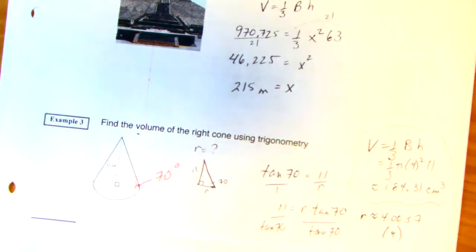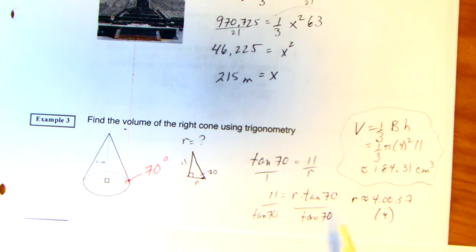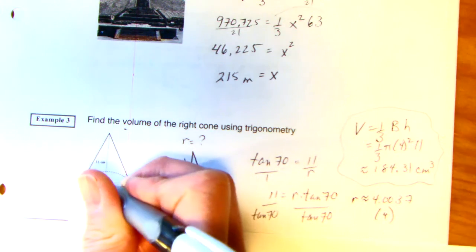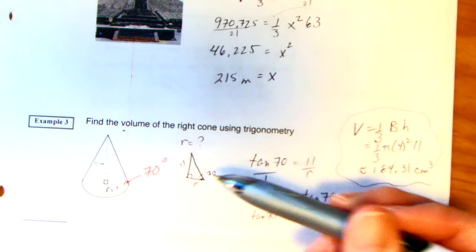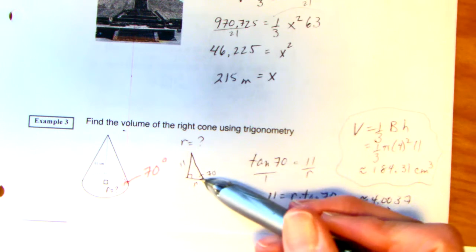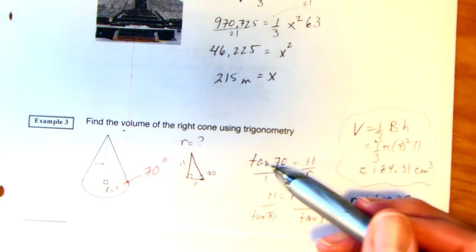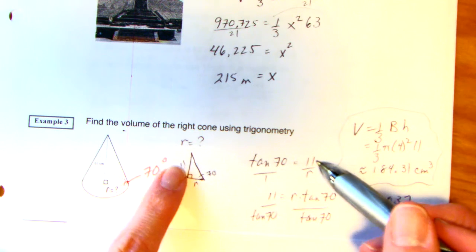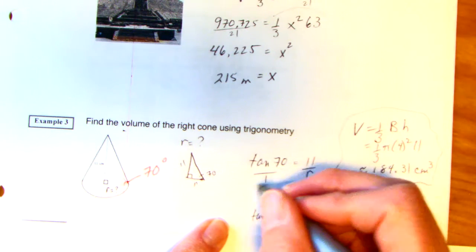How about this one? This one is using trigonometry, so here's a problem I do like. Find the volume of the right cone using trigonometry. Well, the problem is we don't know what r is. I'll put a question mark. So we know the height is 11 and this angle is 70. According to this angle, opposite over adjacent, that's tangent. So tangent of 70 is opposite, which is 11, over adjacent. I put tangent of 70 over 1, and I'm going to cross multiply.